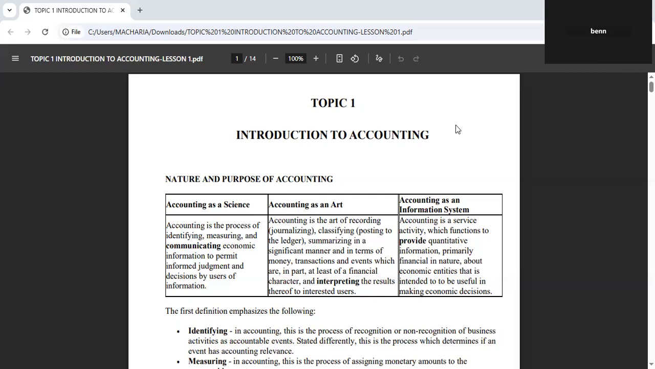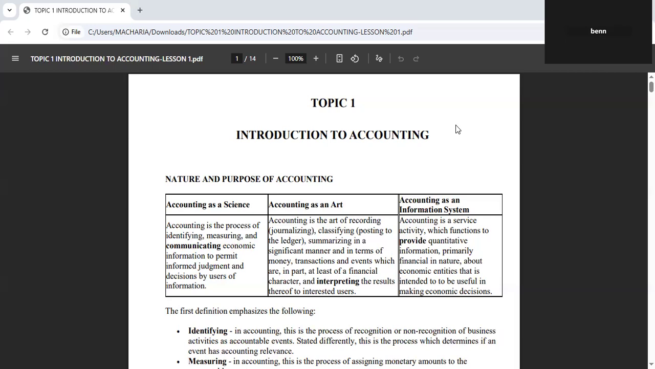There are those who view accounting as a science, and they say that accounting is the process of identifying, measuring, and communicating economic information to permit informed judgment and decisions by the user of the information. Therefore, you can view accounting as a science.